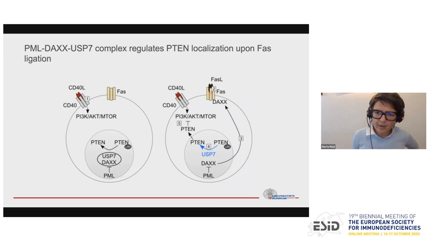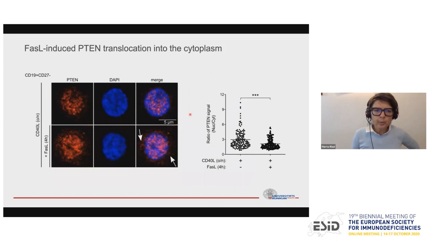Once FAS ligand binds to FAS, DAX, which controls the activity of USP7, is recruited to the intracellular portion of FAS. USP7 can deubiquitinate PTEN, that can then migrate to the cytoplasm and counteract PI3K activity. To prove this, we looked by immunofluorescence at PTEN staining, and in CD40 activated cells, you can see that PTEN is mainly in the nucleus, and once FAS ligand is added to the culture, you can see that PTEN translocates into the cytoplasm, and here you see the quantification.